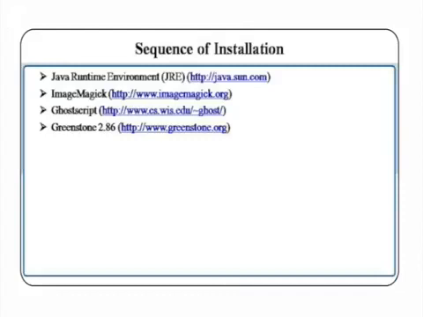The spelling is imagemagick.org. Then Ghostscript from cs.wisc.edu, where there is a tilde character used because it's a user directory. In Linux, generally users are referred to as tilde, Ghost. From there you can download it. And Greenstone 2.86 can be downloaded from the Greenstone site, greenstone.org.